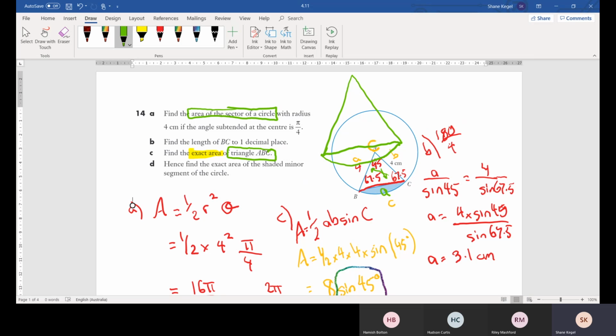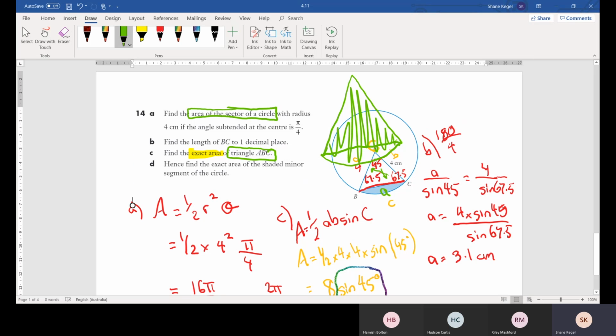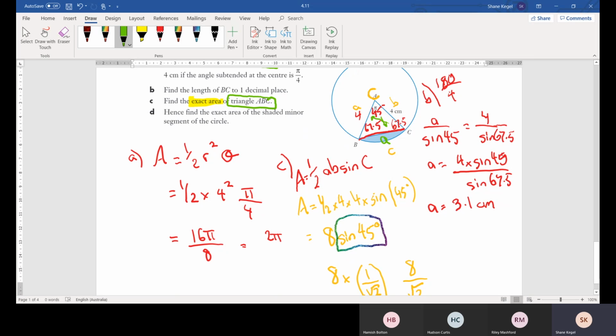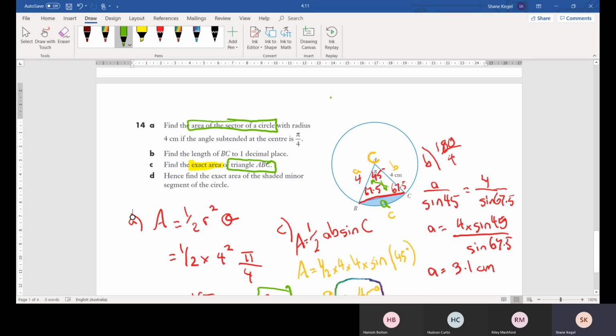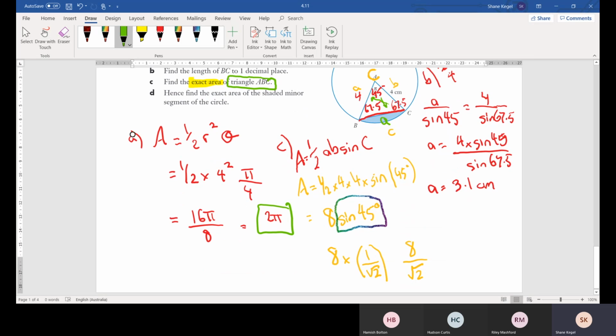So if I take the area of this sector and I subtract the area of the triangle, it should leave me just with that area of the shaded minor segment. So that would be my minor segment there. So all I have to do now is take my two values and subtract them from one another. So my area of the whole sector was found in part A, or we're looking at 2 pi. And my area of the triangle was found in part C.